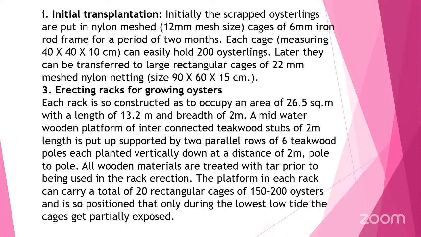All wooden materials are treated with tar prior to being used in the rack erection. The platform in each rack can carry a total of 20 rectangular cages of 150 to 200 oysters and is so positioned that only during the lowest low tide the cages get partially exposed.